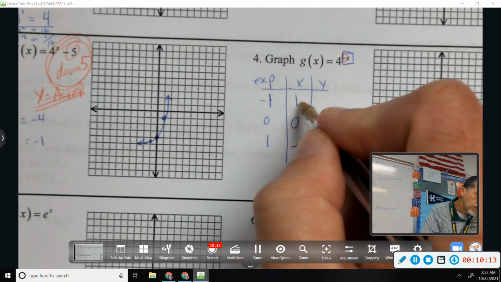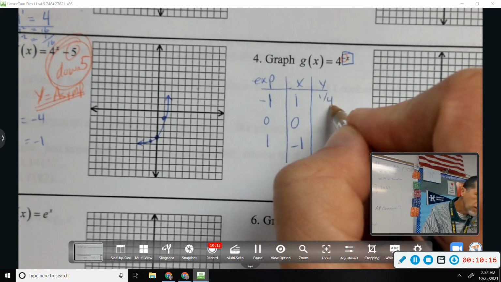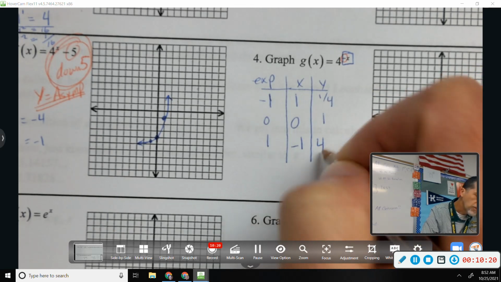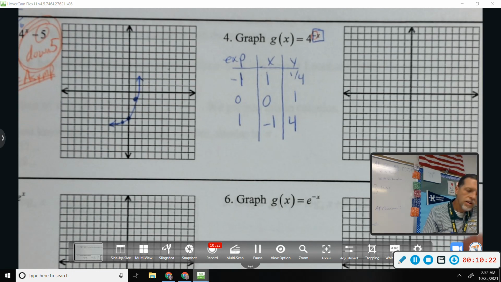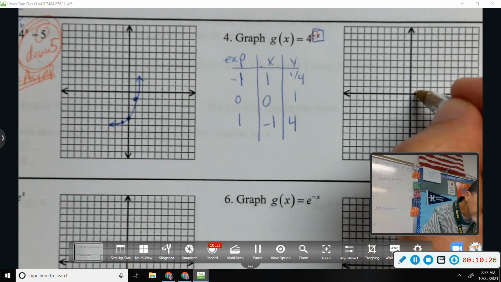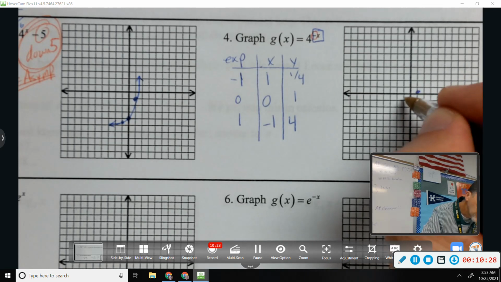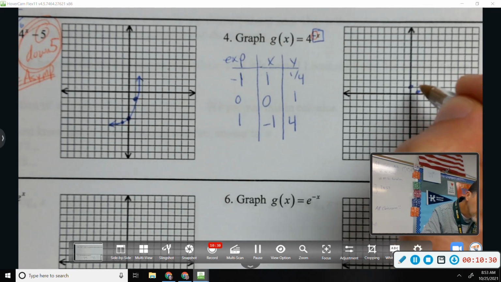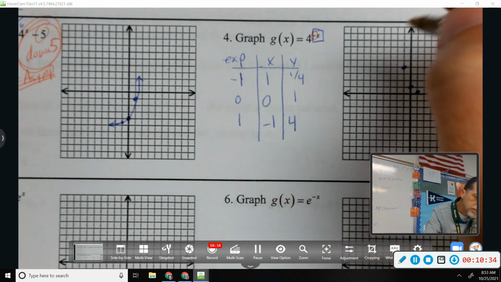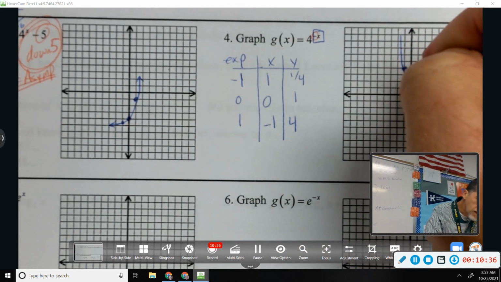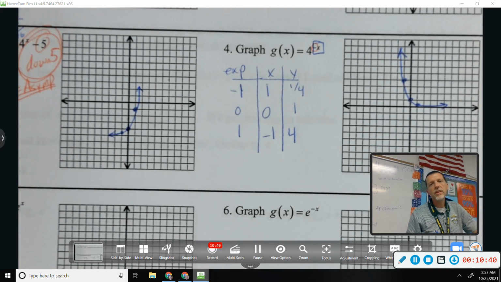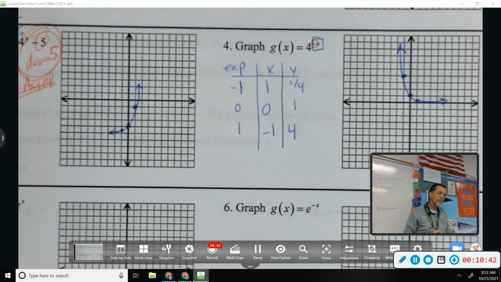So 4 to the negative 1 is 1/4. 4 to the 0 is 1. 4 to the first is 4. Careful, these are backwards now because of that negative. 1 comma 1/4. 0 comma 1. Negative 1, 4. And sure enough, we have a sort of flipped exponent graph.